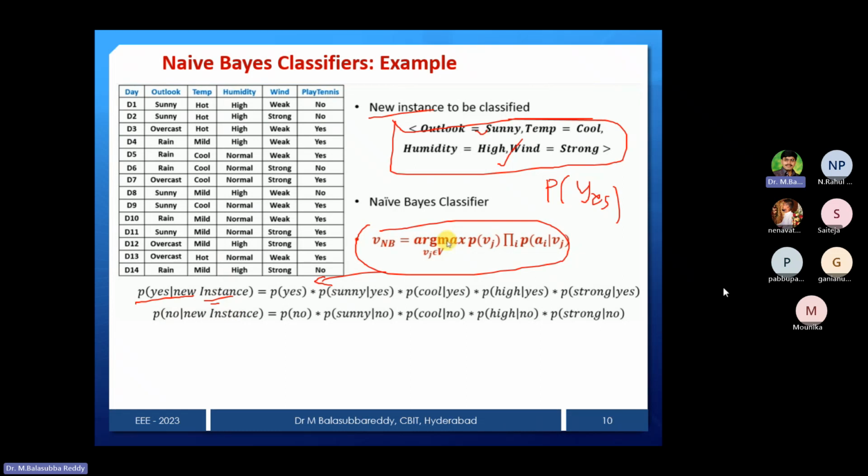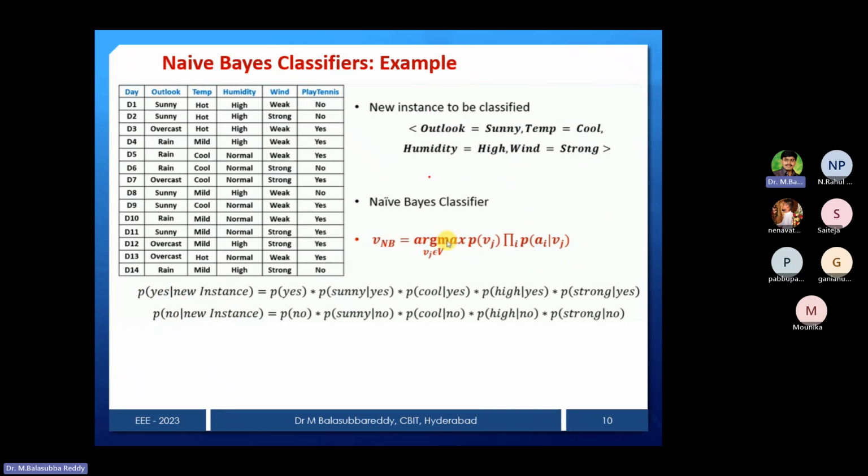Now we can see here what we are doing is the probability of going for tennis is yes how much and no how much with the new instance. Based on that new instance, we can see what the probability is. The new instance to be classified: outlook is sunny, temperature is cool, humidity is high, and wind is strong. So in that case, what is the probability of getting yes and what is the probability of getting no? For that, as per this formula, whatever I mentioned as S here, the probability of S, you can write.